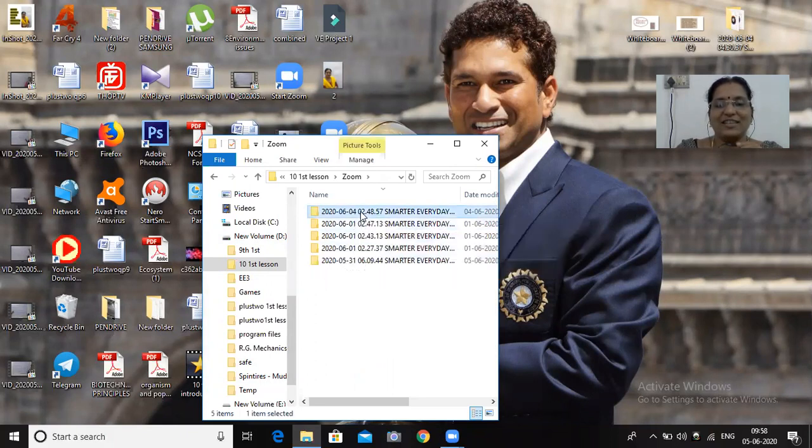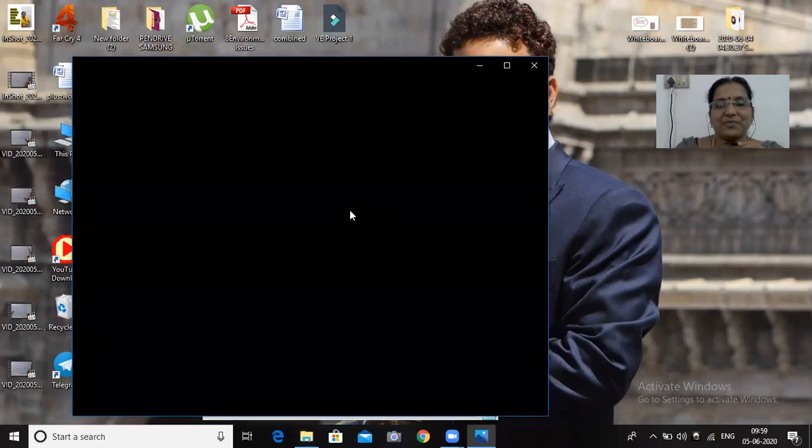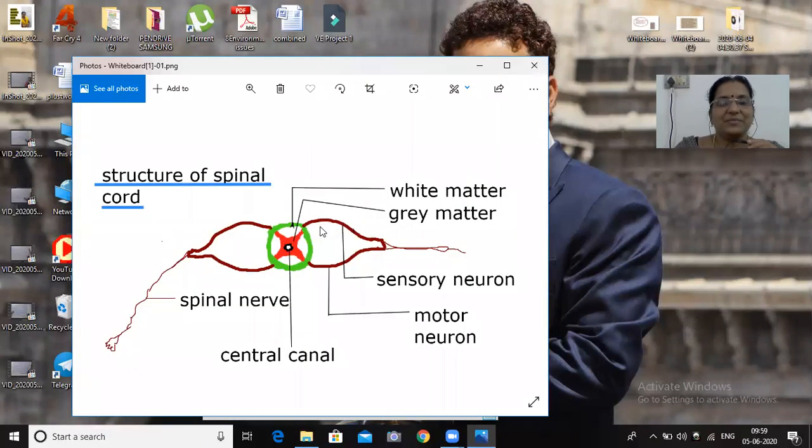Well, then see the diagram. Here, spinal cord. We have studied brain is well protected inside a bony tissue. That is cranium. Here, spinal cord is also protected inside a bony tissue. That is vertebral column.